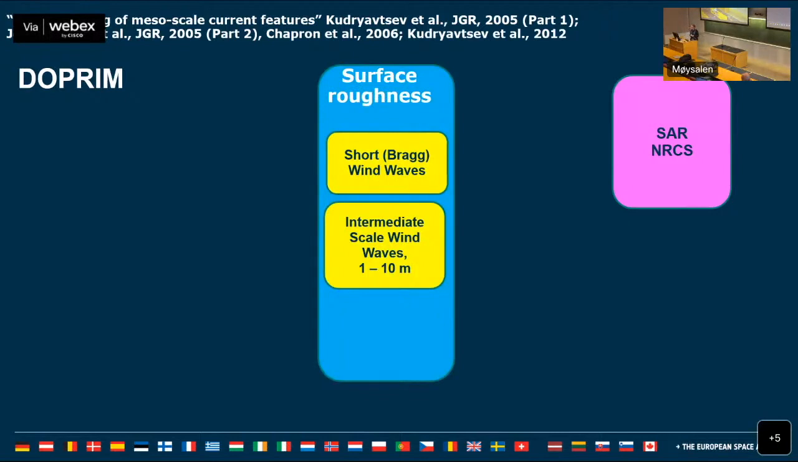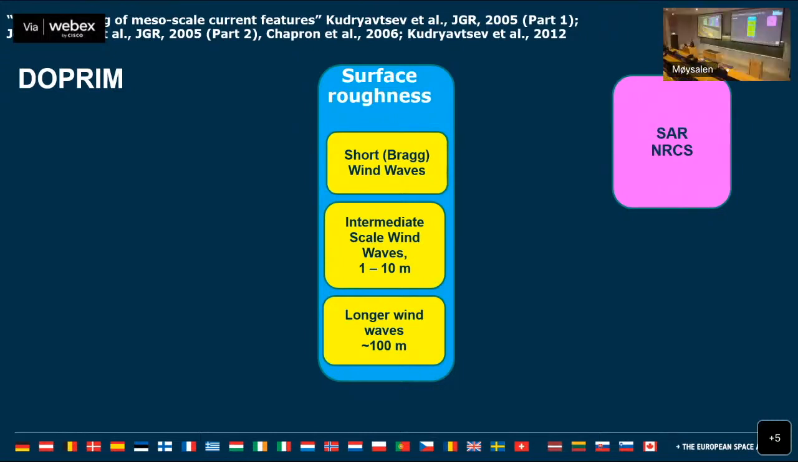The surface roughness is a combination of short Bragg waves and waves at the intermediate scale, 1 to 10 meters, but also in the presence of longer waves of 100 meters and beyond, towards the swell field. So this is what the SeaSAR is primarily aimed to detect, the surface roughness due to these combinations of different wave fields. The wave also breaks, and that creates a new opportunity to trigger a new set of Bragg waves. So at the same time, it's registered in the normalized radar cross-section.